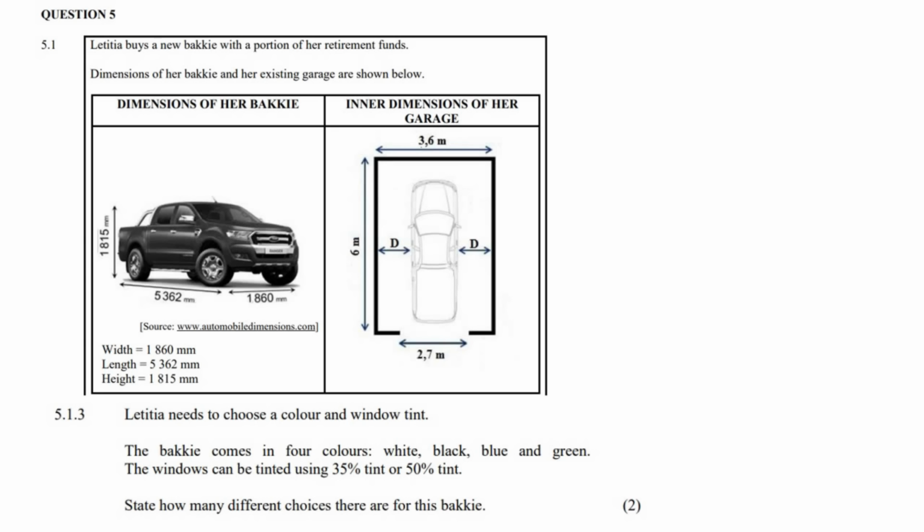The Bucky comes in 4 different colors: white, black, blue, and green. The windows can be tinted using either 35% or 50%. Show how many different choices there are for this Bucky. Well, what they mean is the following.